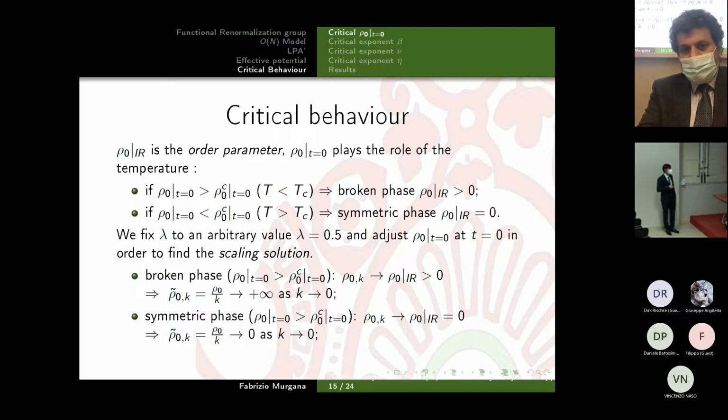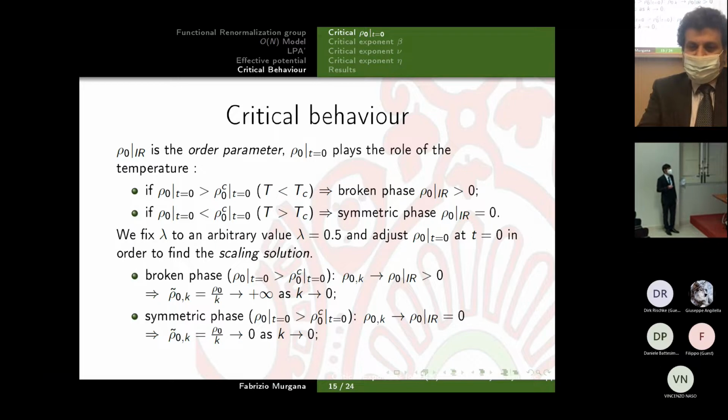First of all, we have to identify the order parameter of the phase transition. Of course, it is the minimum at the infrared, because if it's 0, we are in the symmetric phase. If it's not 0, we are in the broken phase. Now we have to find something which plays the role of the temperature. In this case, it is the minimum at T equals 0, which means in the ultraviolet scale.